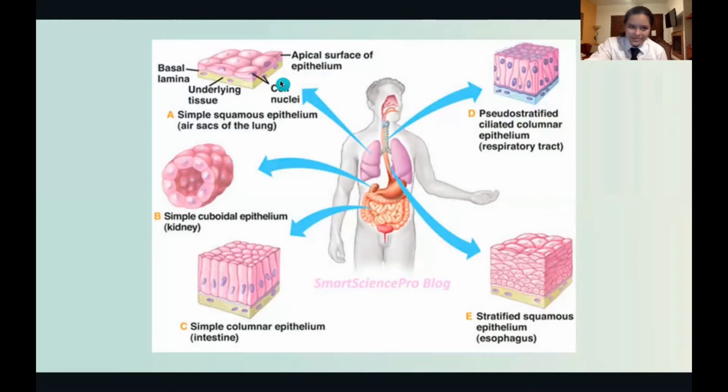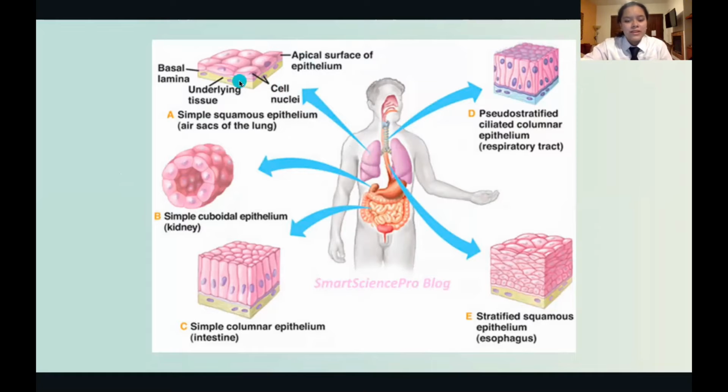To make this a little bit more complete and to introduce you more to the topic, I'm going to explain some of the tissues that we have inside the human body. So let's start with the simple squamous epithelium. As we can see here, we can find it in the lungs. This is the tissue that forms the lungs.